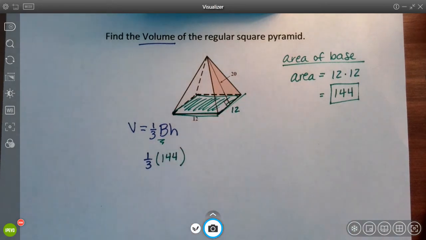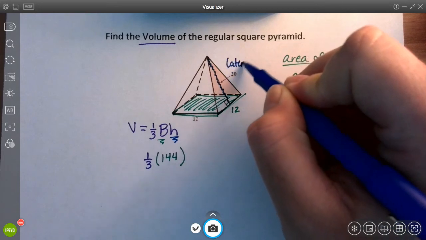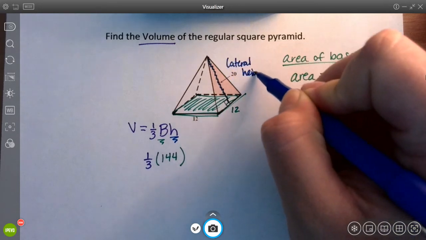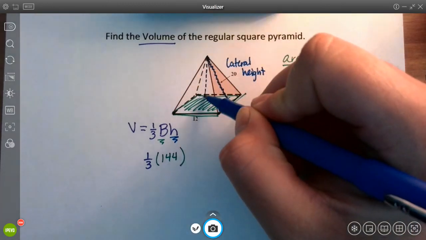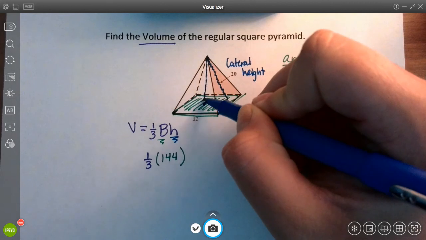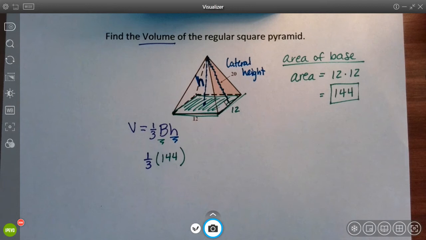Okay. The other thing I need to notice is that I have height. Now this is height, actual height of my pyramid, not the lateral height or the leaning height. So this right here is my lateral height. Some people call it your leaning height because it's literally leaning against the side of the pyramid. What I need is the actual height, the one that goes right down the middle. This is what I need for my formula. Now, I don't know it. So I'm going to have to find it first and then plug it in to my formula.